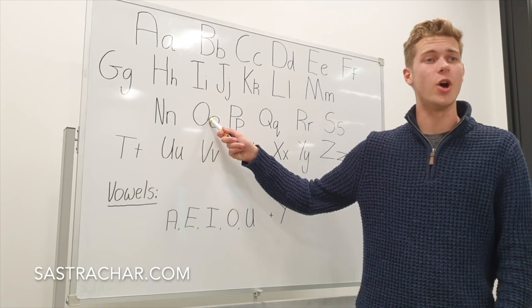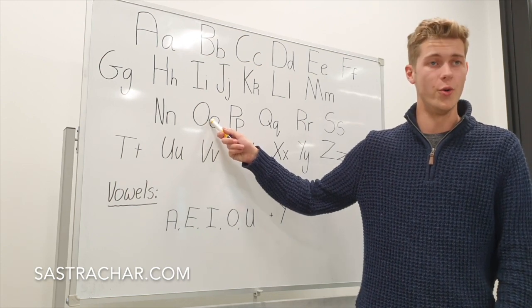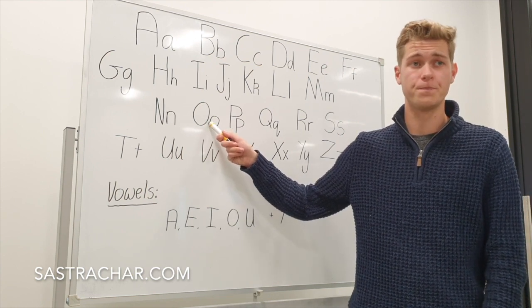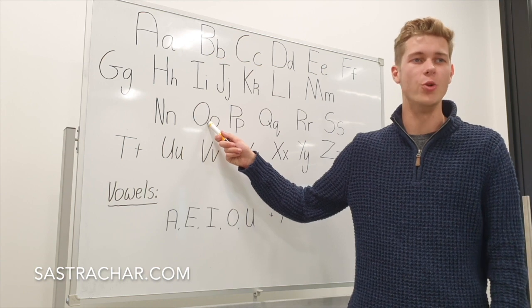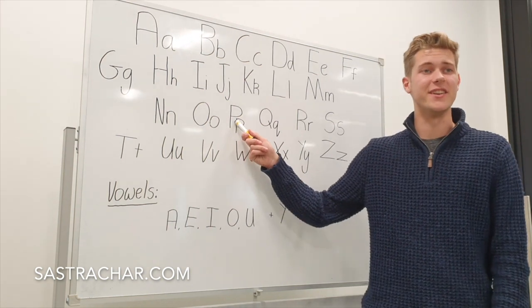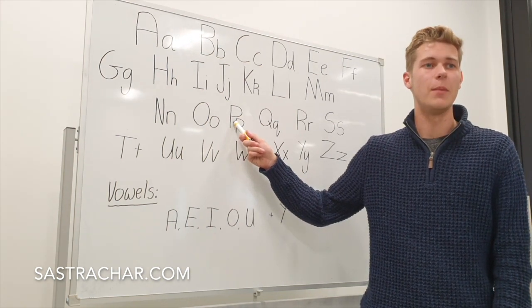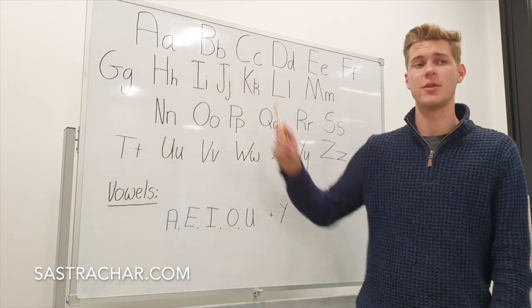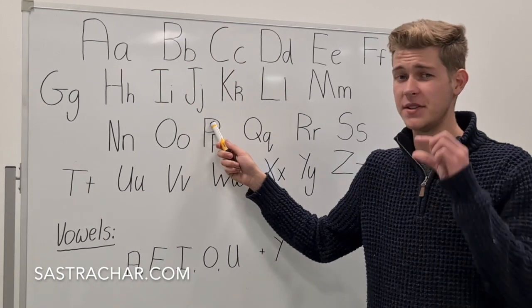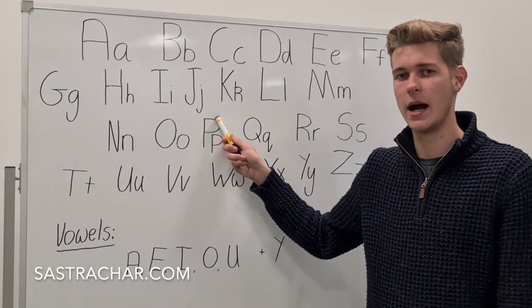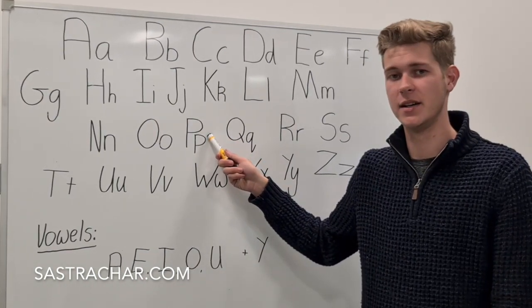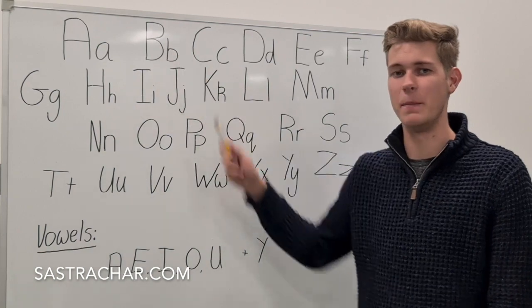This letter is an O. The O goes O or O, depending on which word it is. This letter is a P. It's slightly similar to pronouncing a B, like this letter, B, but it's a bit softer. The P goes P. Again, just like the B, but again, softer.